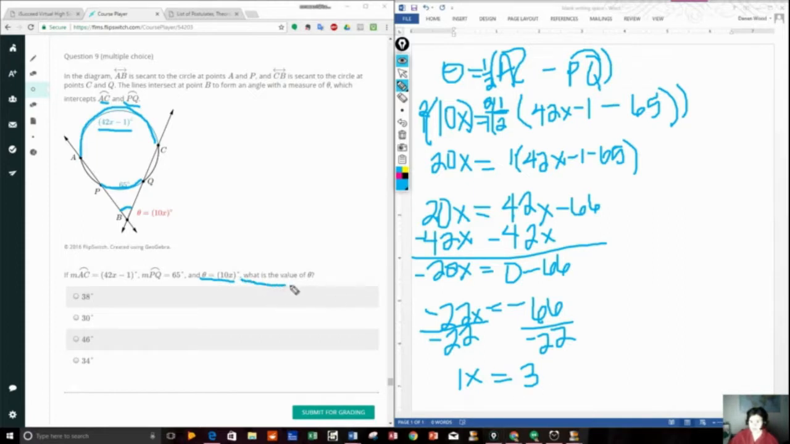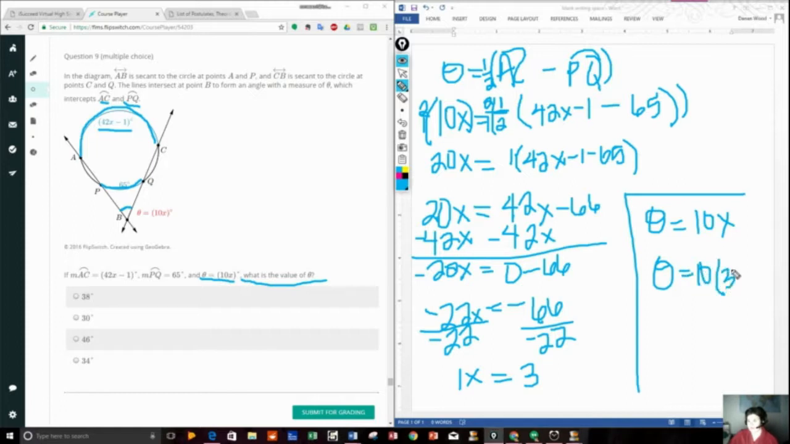Now the question was, what is the value of theta? So in order to find theta, theta equals 10x, that was the information given. So now by substitution, we have theta equals 10 times 3, because we found that x was the value of 3. So 10 times 3 is 30. We'll go over there and check our work.